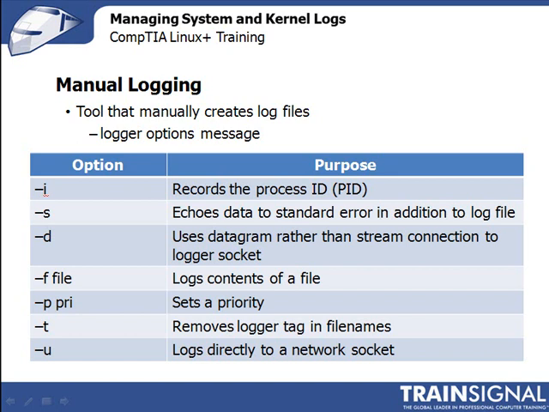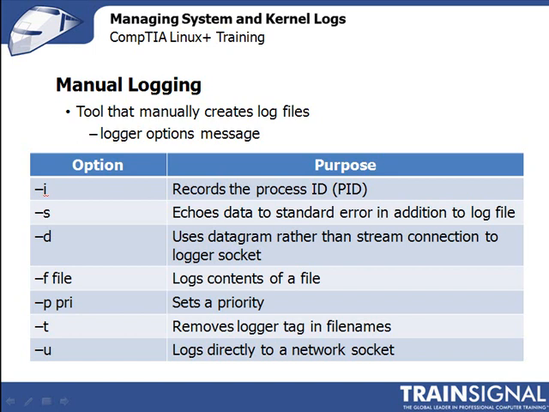Logger takes several options, and they include first, -i, which records the process ID along with the log message, -s, which echoes data to standard error in addition to the log file. Now if you remember from our GNU and Unix commands lesson, we learned that standard error, which is denoted with the redirection operator 2 and the greater than sign, is used to redirect standard error. And we also learned that a common trick to get rid of data like unwanted error messages is to redirect that data to dev null.